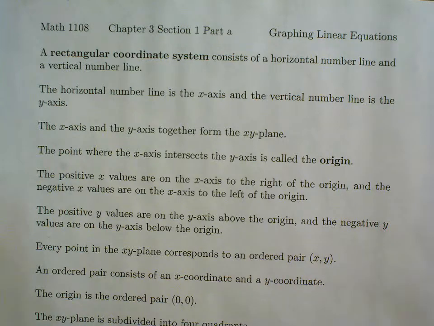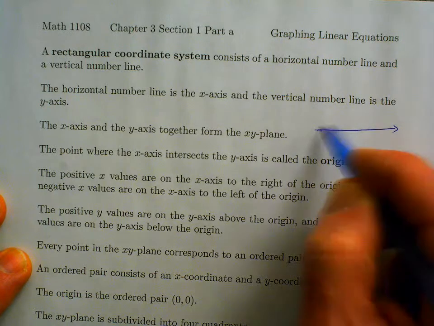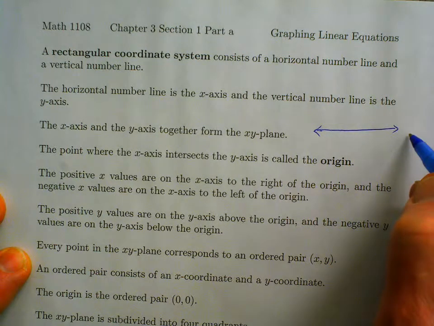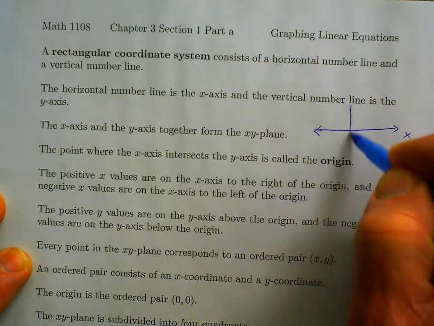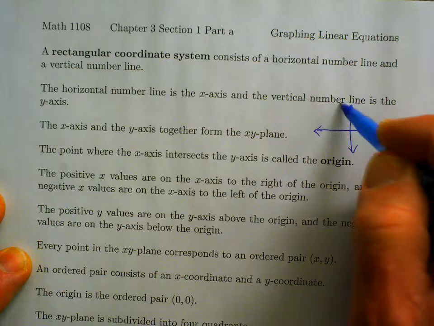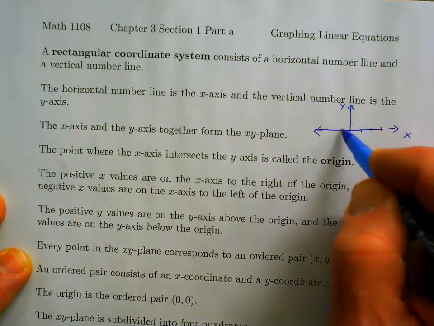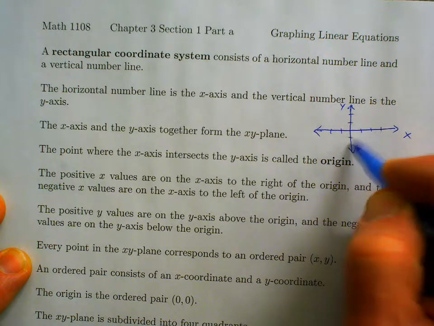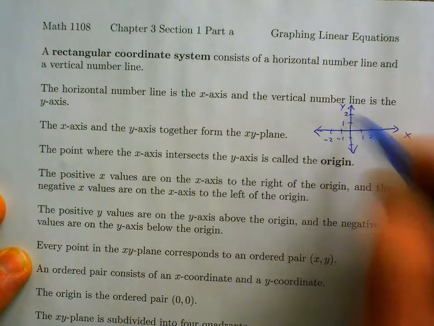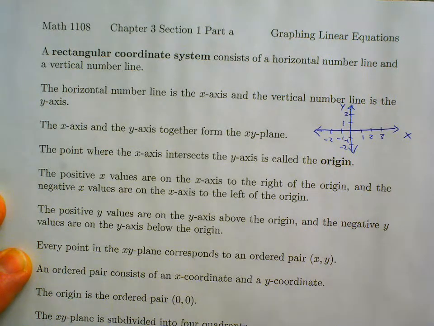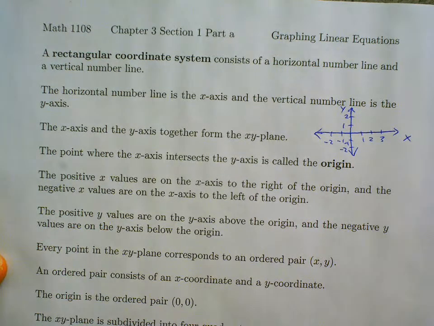So I have a little bit of room here. I'll just illustrate by graphing a horizontal number line, which is called the x-axis, and a vertical number line, which is called the y-axis. So you can label a few points on the horizontal and vertical number line. This is just a rough sketch, just to give you an idea of what we're going to be looking at in a few minutes.